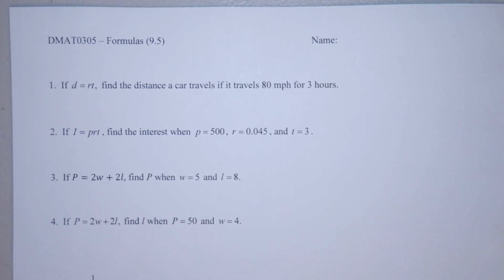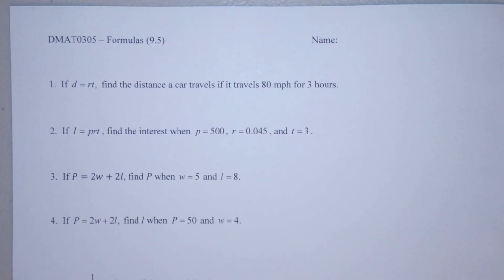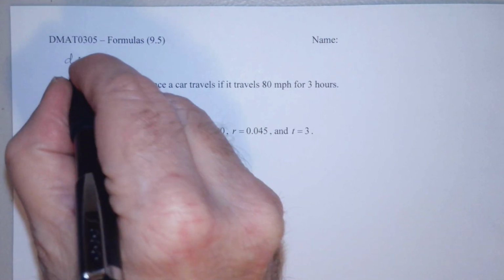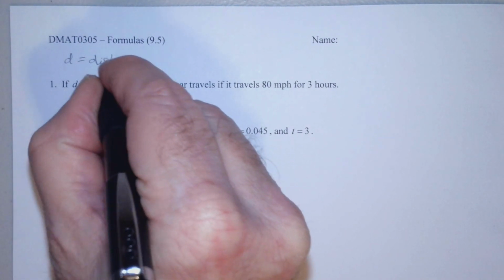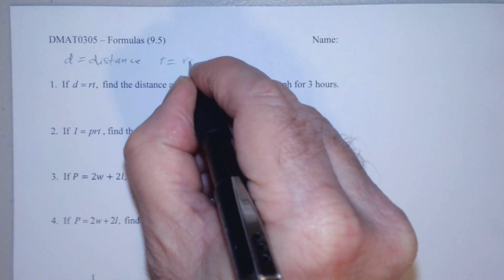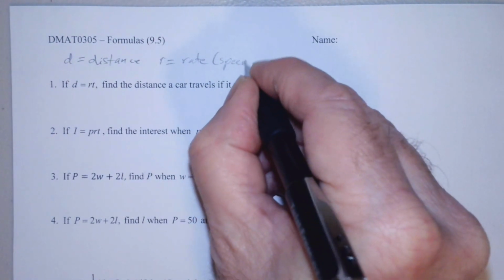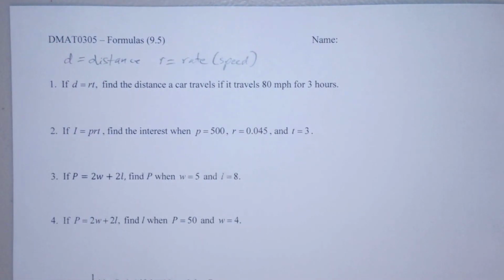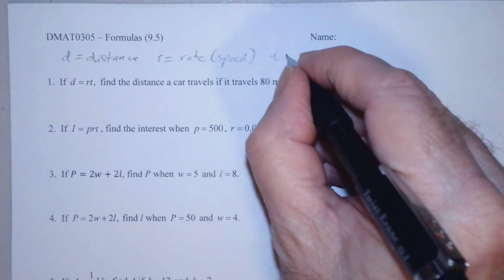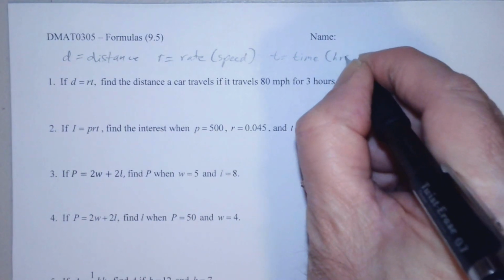Alright, in this section I'll be going over formulas. So first of all, we have D equals RT. I call it the DIRT formula. We know D is equal to distance. R is equal to the rate, which in this case we probably call the speed. And then finally T is the time, which is normally in hours.